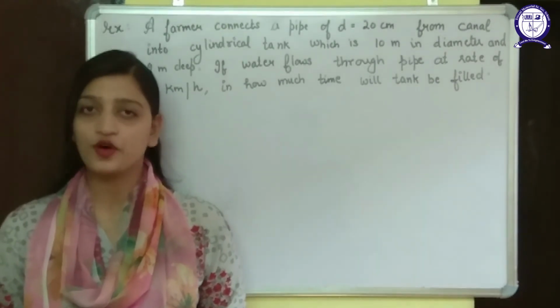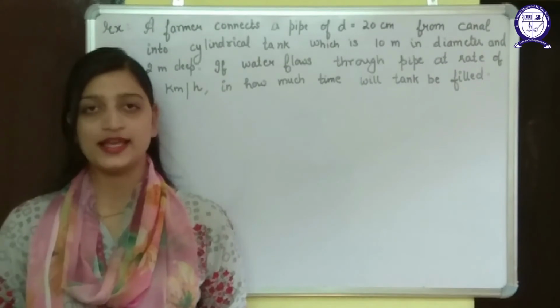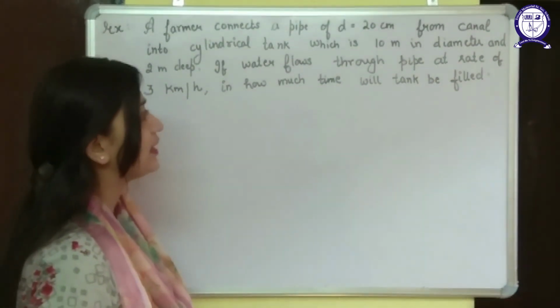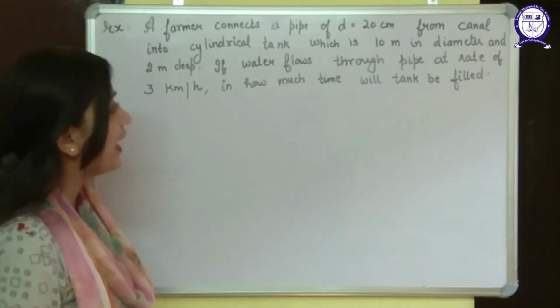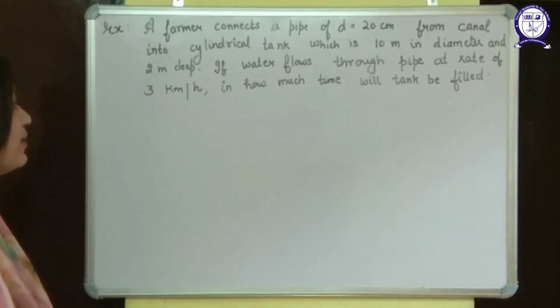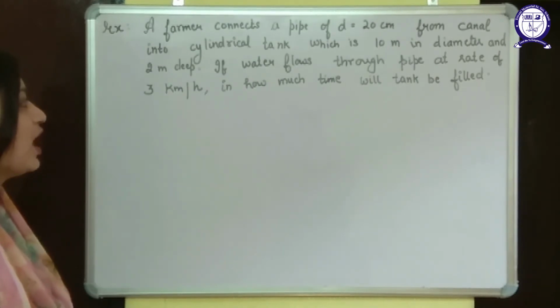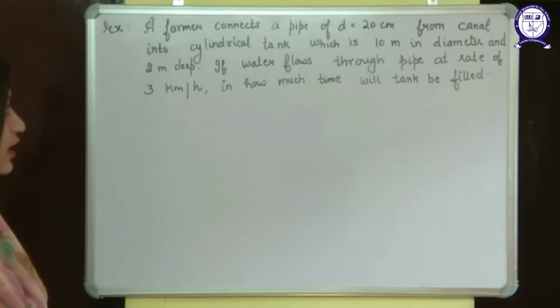Again, this is a very important question and it is quite similar to the previous one. It says, a farmer connects a pipe of diameter 20 centimeter from the canal into a cylindrical tank which is 10 meter in diameter and 2 meter deep. If water flows through pipe at the rate of 3 km per hour, in how much time will the tank be filled? Now look at the question.